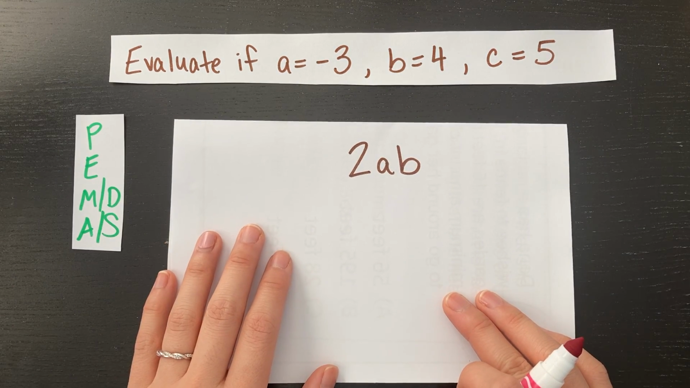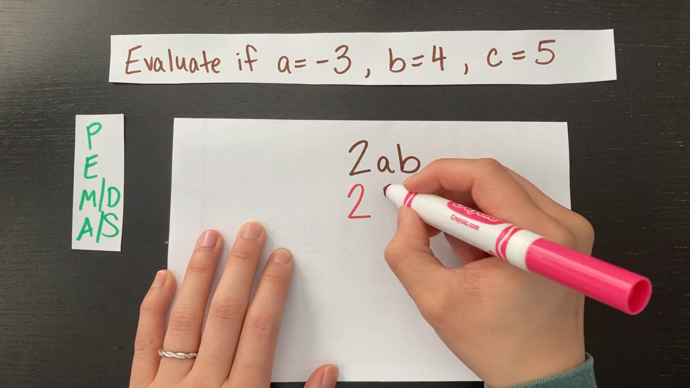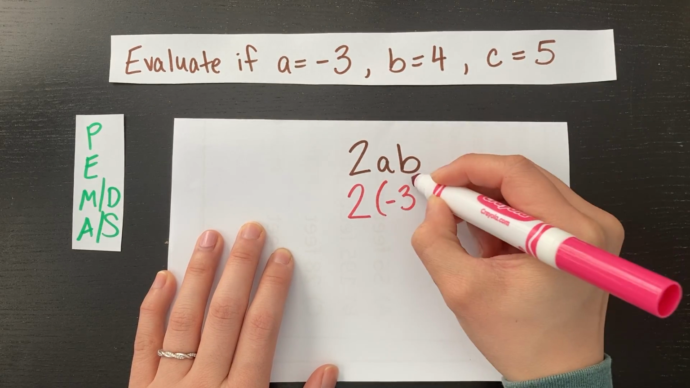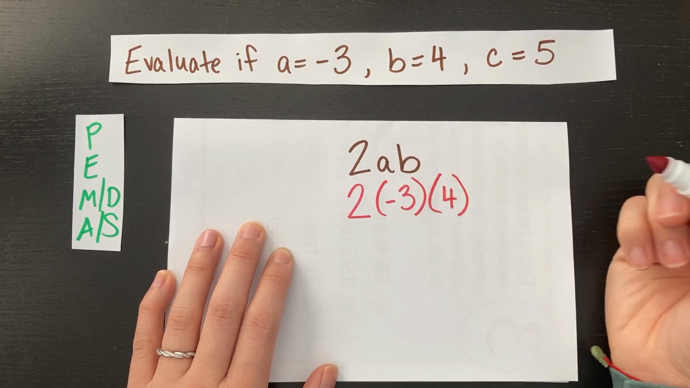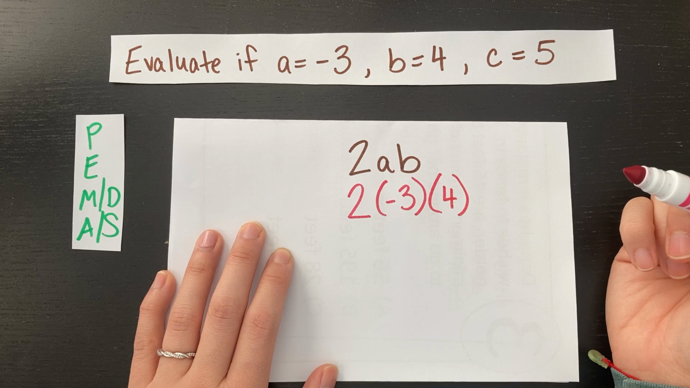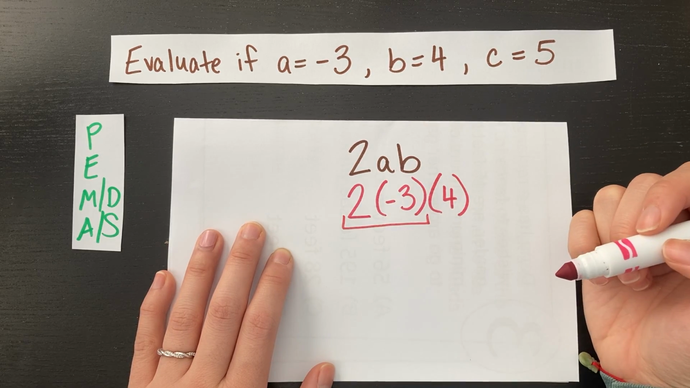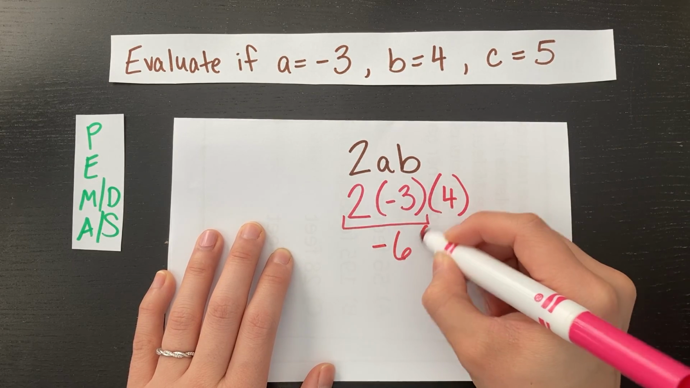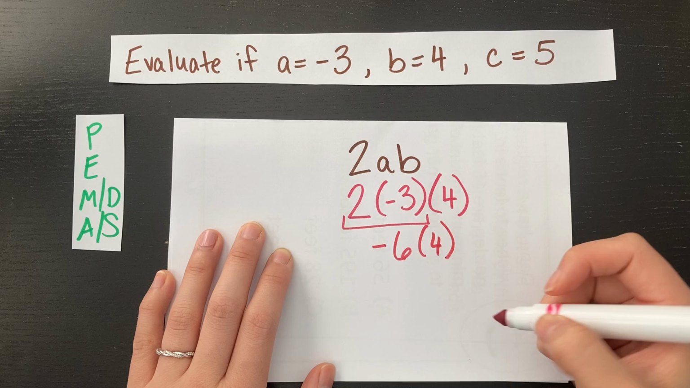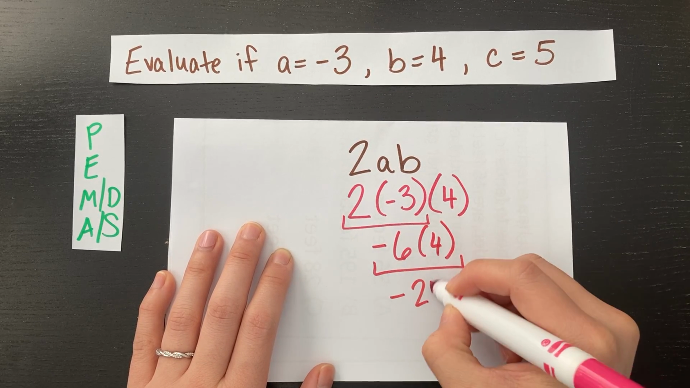2ab. It's not too bad. 2, a is negative 3, b is 4. When everything's side by side like this, it is multiplication. And I'm just going to work from left to right. 2 times a negative 3 is negative 6. Okay, now negative 6 times 4 is negative 24.